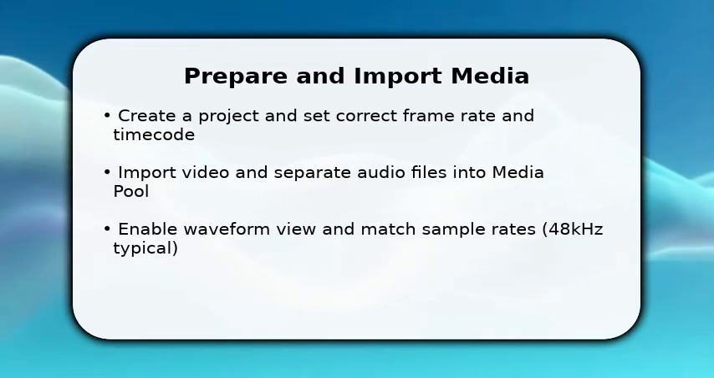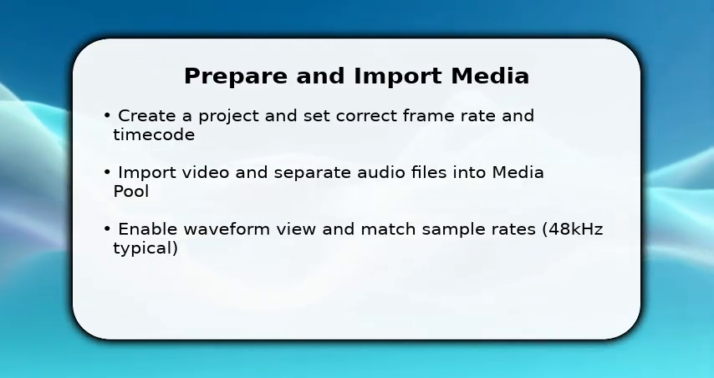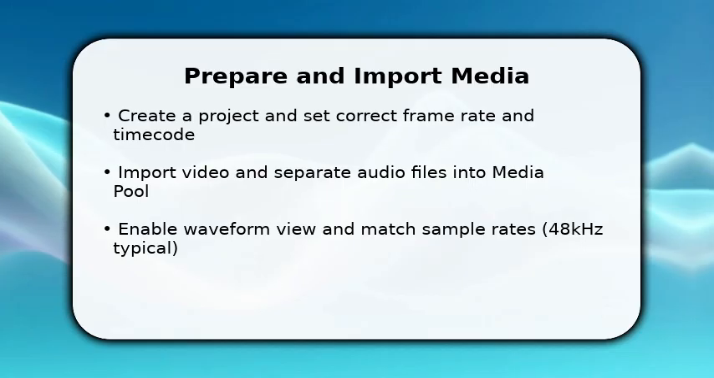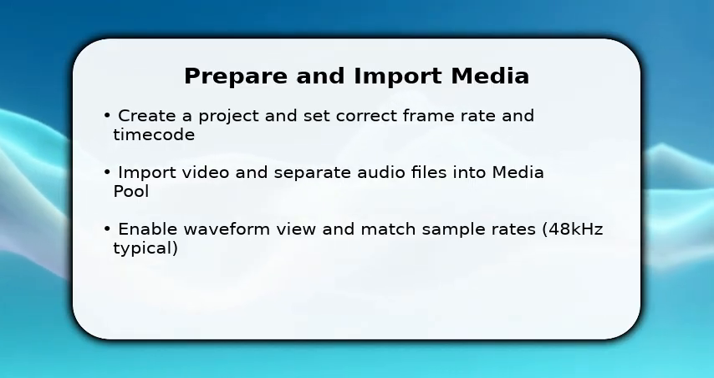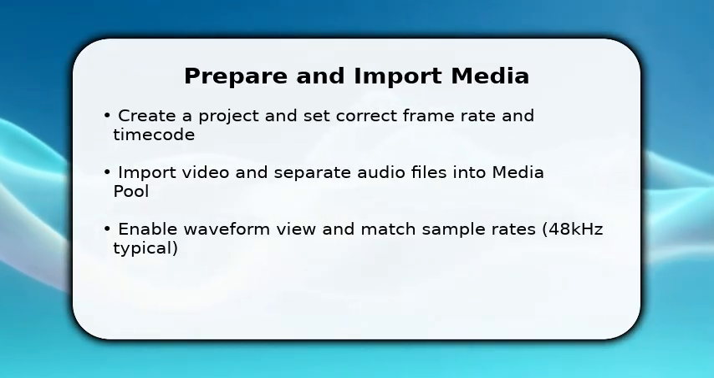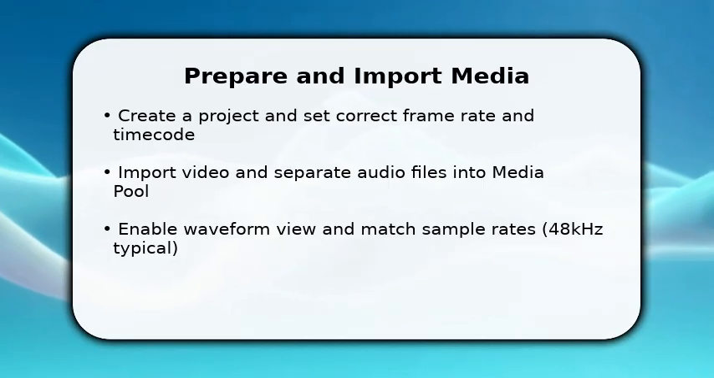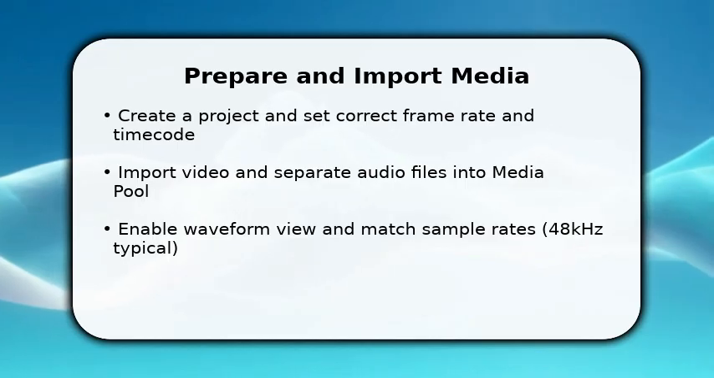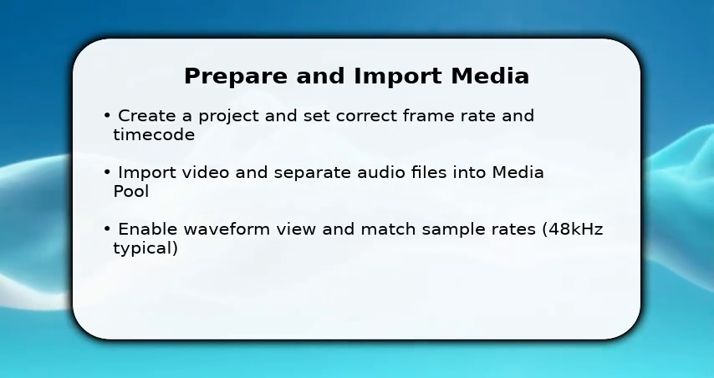You start by creating a project with the right frame rate and timecode so clips stay locked. Import your video files and any separately recorded audio into the media pool. This lets DaVinci read their metadata. Once done, make sure both audio files share the same sample rate. 48 kHz is common, so waveforms align predictably.